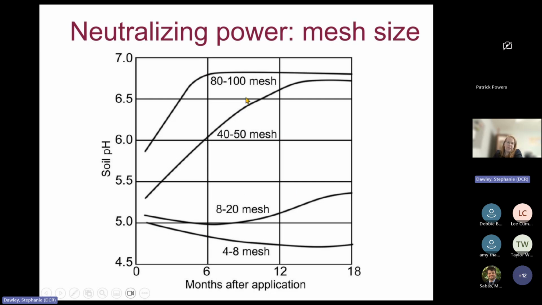For the 40 to 50 and 80 to 100, you're going to see that steeper rise within 6 months of that application. You'll see significant changes to the pH. So it's faster reacting the more the grind is. This is looking like it'll eventually start to increase down here at 4 to 8, but you're going to be a year and a half out. And if you start at a much lower pH, it's going to take a lot longer to increase that pH.